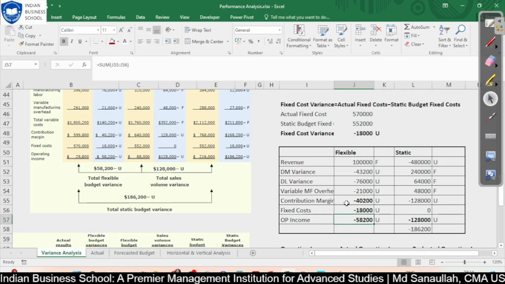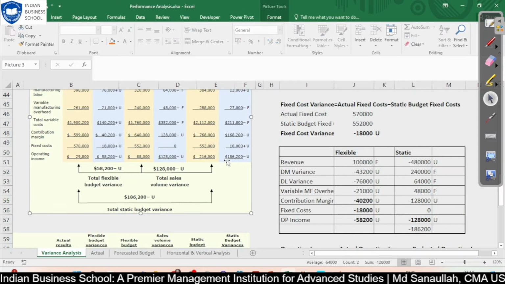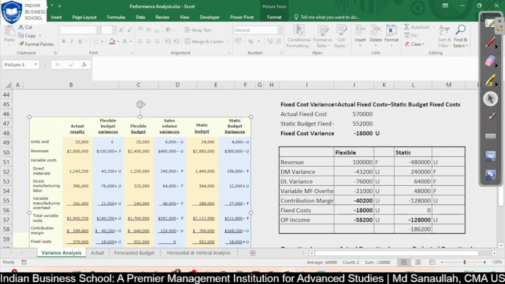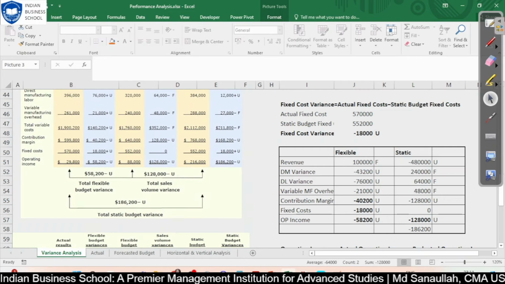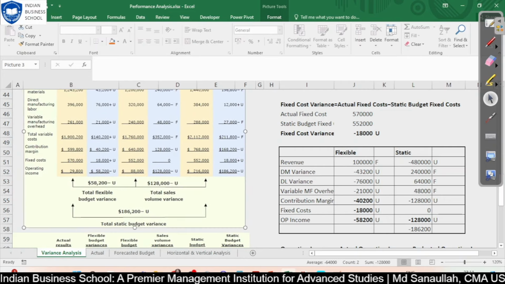Okay, so that is your flexible budget variance. You can see this is the same amount coming here, and if you club your static budget total contribution margin and your fixed cost, you will get the same amount over here. If you club both of them, you will get a static budget variance. Okay, you can see this static budget variance, this point. So this is the variance analysis with regard to costing.